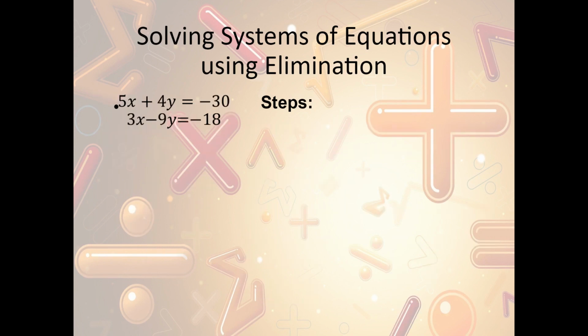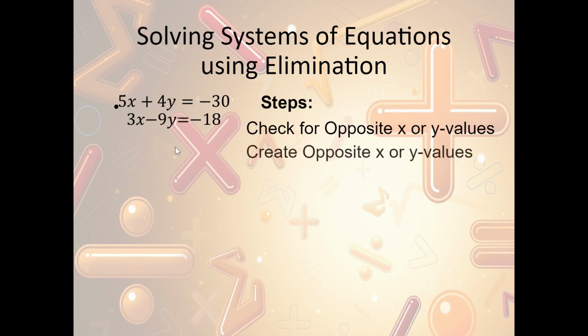Now let's take a look at another example. This time though, we're going to notice something's a little different than the last one. So it says 5x plus 4y is equal to negative 30. And 3x minus 9y is equal to negative 18. So we begin, like always, by checking for opposite x values or y values. So 5 and 3 are not opposites, and 4 and 9 are not opposites. So we're going to have to create opposite x or y values by multiplying.